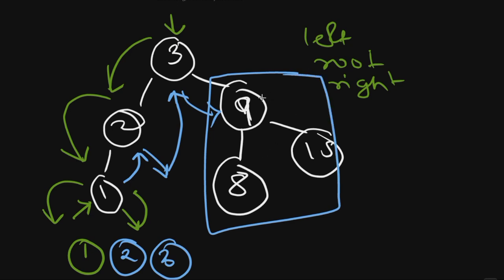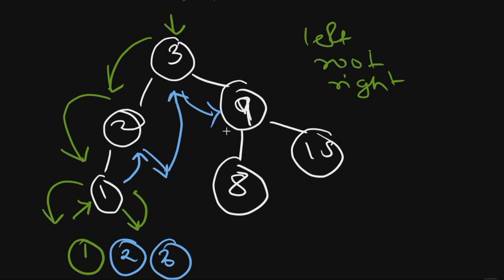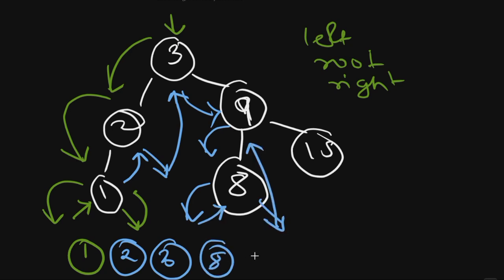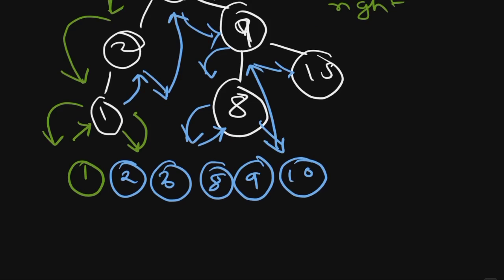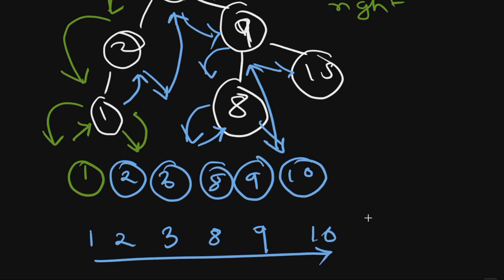So what I will do is in this root, I need to go to the leftmost value. So I will go to here, there is nothing. So I come back. So 8 will be printed. Then right, there is nothing. Come back, 9 will be printed. Then go to the right, 10 will be printed. If you see here the values 1, 2, 3, 8, 9, 10, it is following some order. It is sorted.